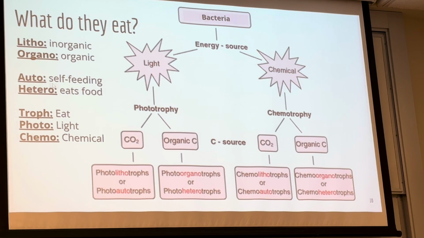Autotrophs, they're self-feeding, so like photosynthesizers feed themselves. Heterotrophs, that's most of them, eat food from the outer environment. We don't really talk about photosynthetic bacteria in this class, even though I wish we would because it's cool. So troph means to eat. So phototrophs use light for food. Chemotrophs use chemicals for food. Most of us are chemotrophs.